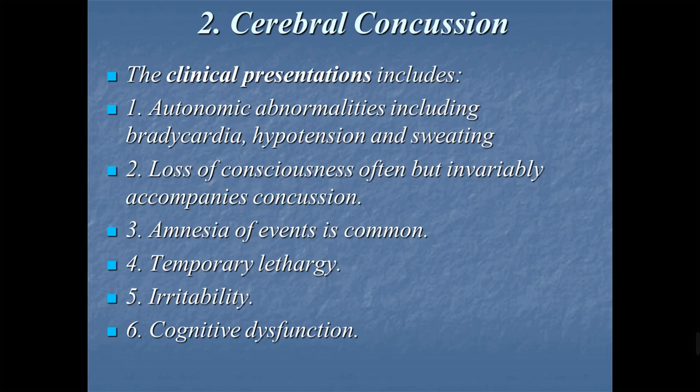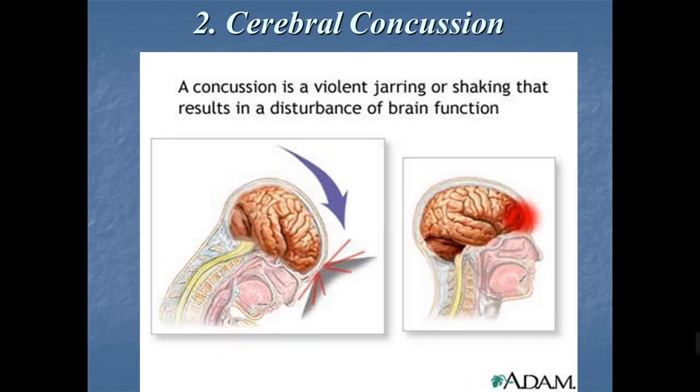The clinical representation includes autonomic abnormalities including bradycardia, hypotension, and sweating. Loss of consciousness often, but not invariably, accompanies concussion. It will be a trivial loss of consciousness. Now, once there is loss of consciousness, even if it's trivial, this indicates that there is cerebral concussion. Amnesia of events is common. Temporary lethargy, irritability, and lastly, cognitive dysfunction and abnormal behavior appear in the patient.